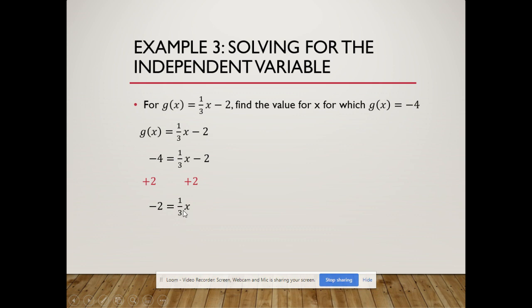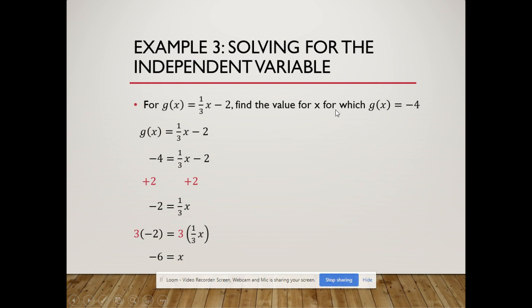Next step, I need to deal with that multiplying by 1/3. If we were to flip that fraction upside down, it becomes a 3 over a 1. And so I'm going to multiply by the opposite fraction, or in other words, 3. Now what this causes us to have is 3 times 1/3, which would be 3/3. 3/3 is 1. 1 times x is just x. So we get x. 3 times -2 is -6.